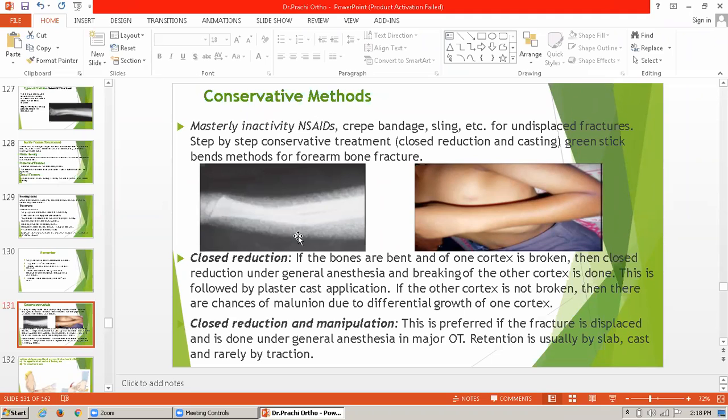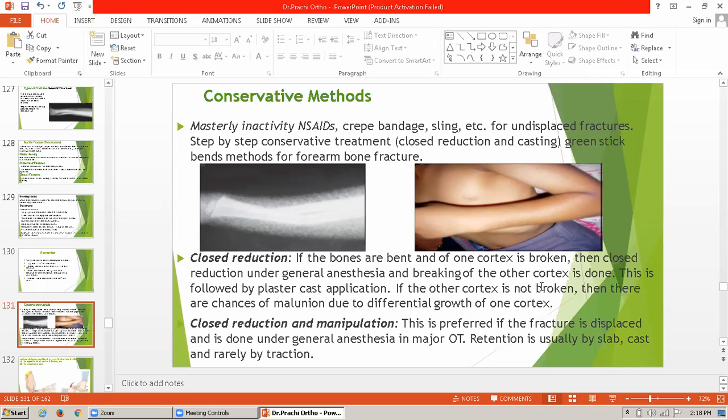This is a diagram of the green stick fracture, and this is the X-ray of a child which shows the green stick fracture of the forearm. Then next is closed reduction. If the bone is bent and one cortex is broken, then closed reduction is done under GA, that is, general anesthesia, and the breaking of the other cortex is done. This is followed by plaster cast application.